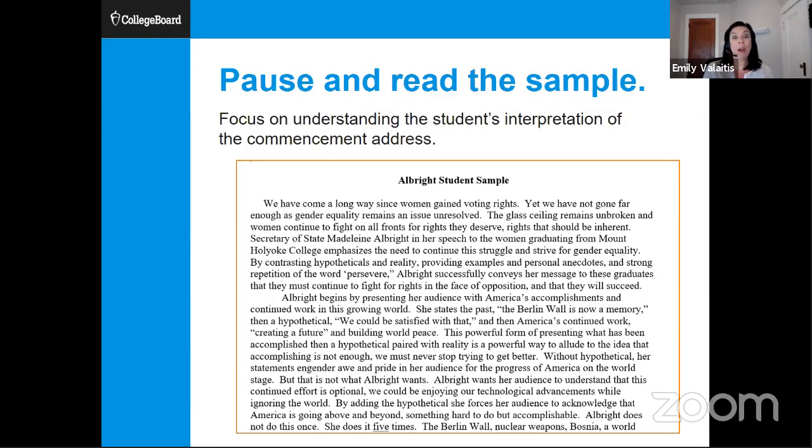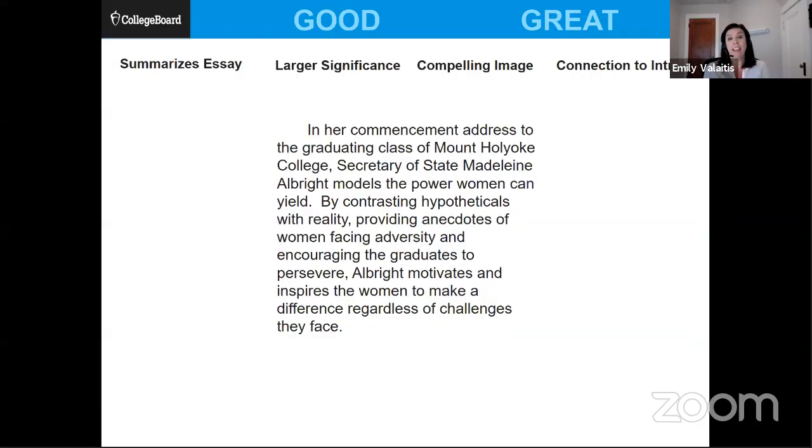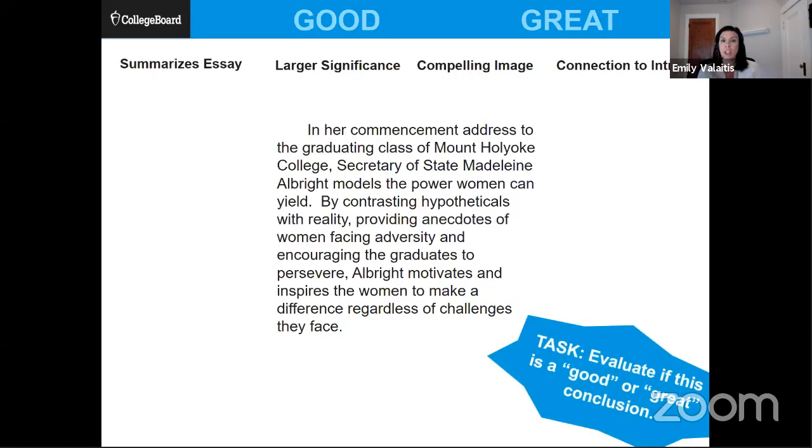All right, so here's one conclusion that you might have seen at the end of this essay. The student would write, "In her commencement address to the graduating class of Mount Holyoke College, Secretary of State Madeleine Albright models the power women can wield. By contrasting hypotheticals with reality, providing anecdotes of women facing adversity, and encouraging the graduates to persevere, Albright motivates and inspires the women to make a difference regardless of challenges they faced." In your opinion, is that a good or a great conclusion, and why?